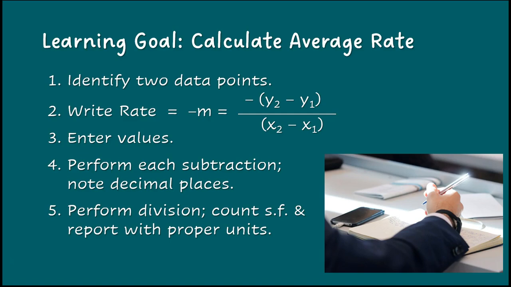To do the calculation, perform each subtraction first, the numerator and the denominator, and round each part to the fewest decimal places. Remember, that's our rule for sig figs when we're doing subtraction. Then the final division step will be rounded to the fewest sig figs based on the results in the numerator and the denominator. And then you'll report the rate with the proper units and sig figs.